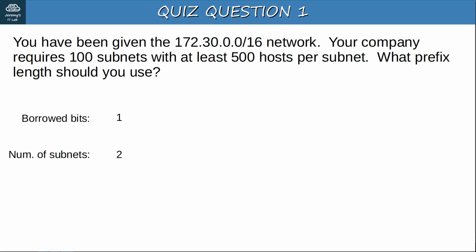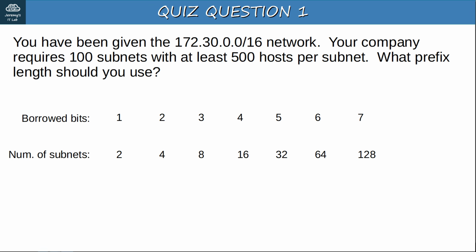Borrowing 1 bit allows for 2 subnets. Borrowing 2 bits allows 4 subnets. 3 borrowed bits allows for 8 subnets. 4 borrowed bits allows for 16 subnets. 5 borrowed bits allows for 32 subnets. 6 borrowed bits allows for 64 subnets. And 7 borrowed bits allows for 128 subnets. So we need to borrow 7 bits to create enough subnets.